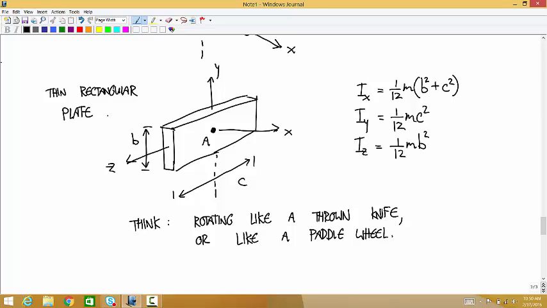Okay, so those are the first two. I'll start with the last two next time.